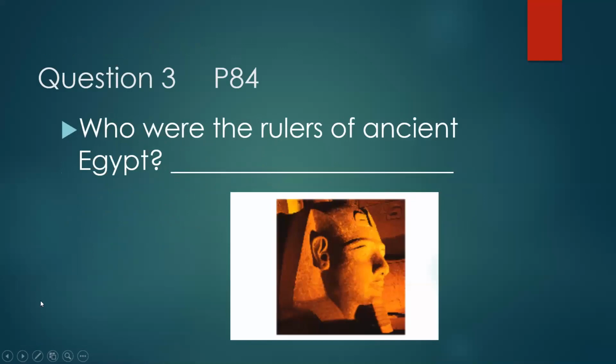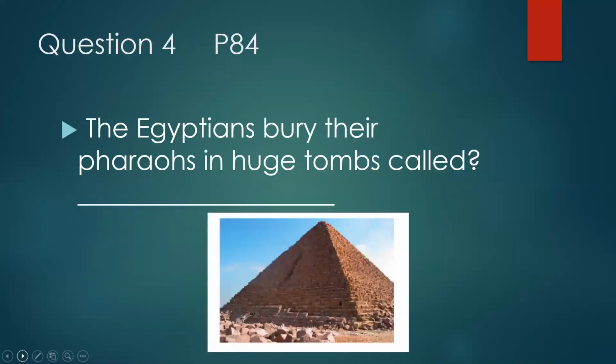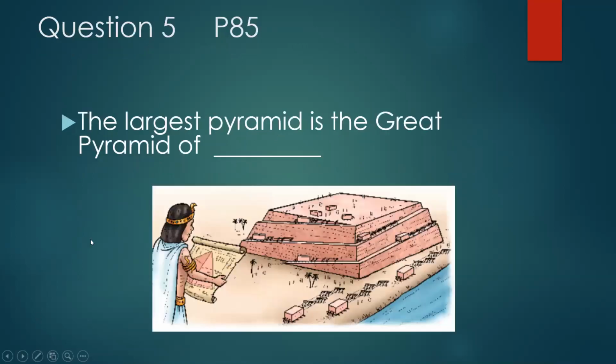Who were the rulers of ancient Egypt? Question number 4 on page 84. The Egyptians buried their pharaohs in huge tombs called what? There's a picture of it. What do we call those? Question 5.